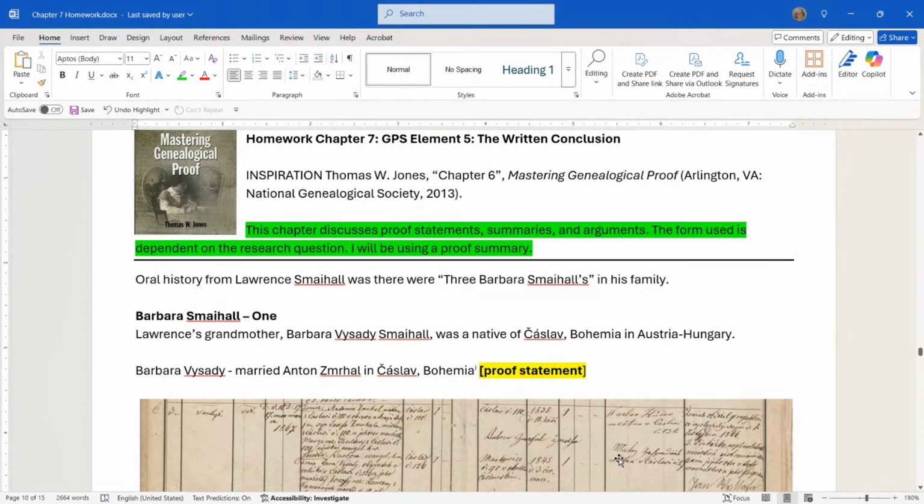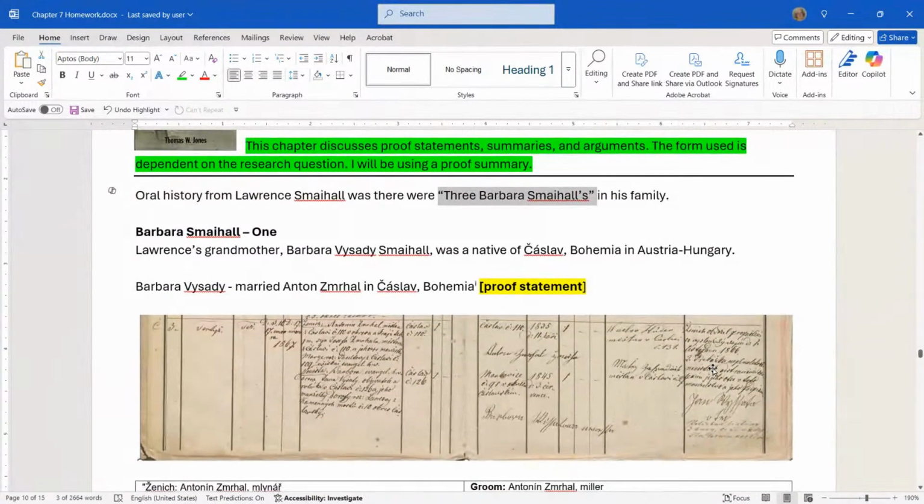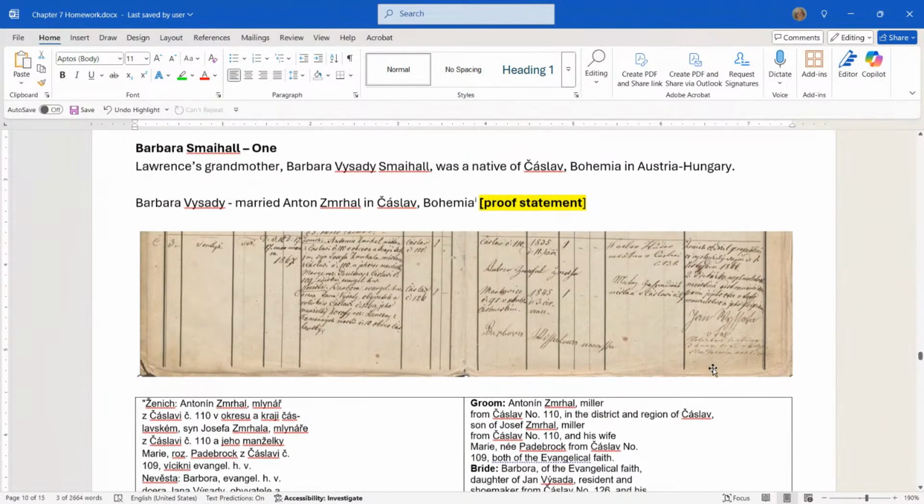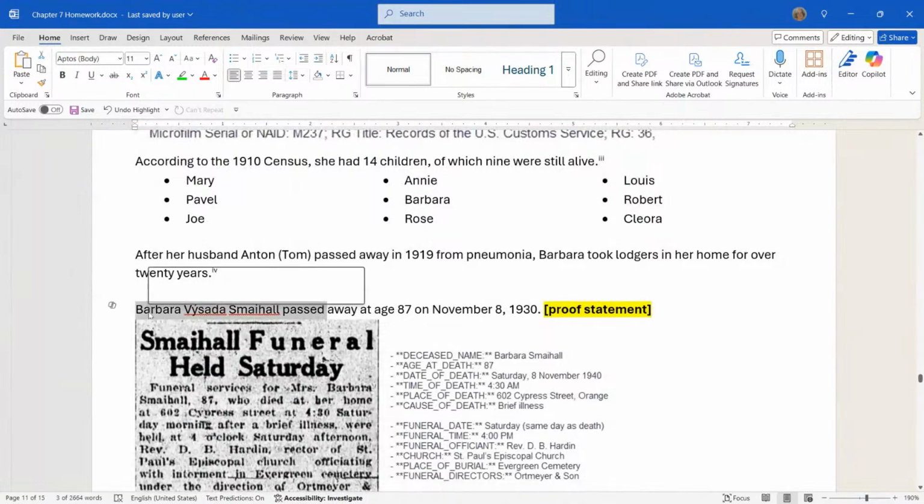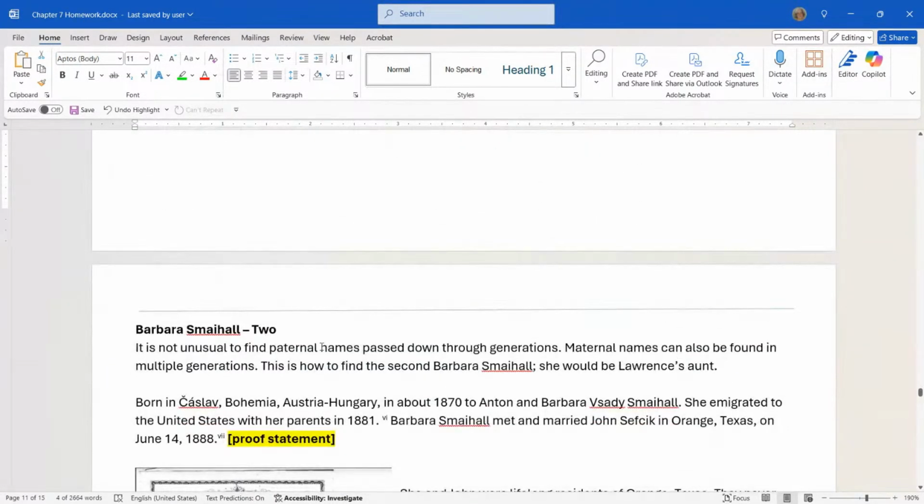And I probably should have put the summary up at the top and then put all the stuff I did. But I went about it in putting out the question first, which was my grandfather's oral history, Smahall, that there were 3 Barbaras in his family. And so I just went in to prove who these Barbaras were. 1, 2, and 3. Okay, so there's one. Here's the other one. 2, oh, no, that's one that passed away. Here's the second one.